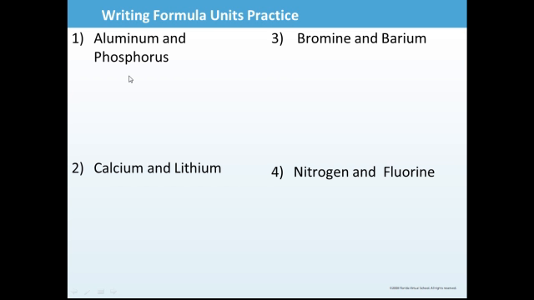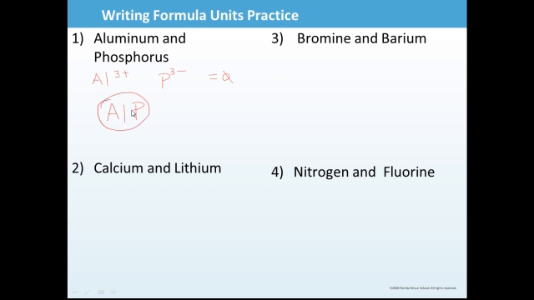Welcome back. We're going to go through these. Number 1, aluminum and phosphorus. We see aluminum on the periodic table is in group 3A, therefore it forms a 3+ charge. Phosphorus, we've already seen, forms a 3- charge. When we look at this, we have a +3, -3. Well, that already equals 0, doesn't it? Therefore, I only need one of each element.